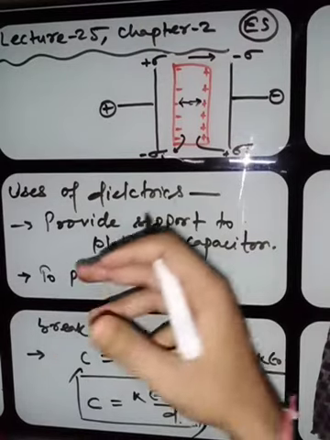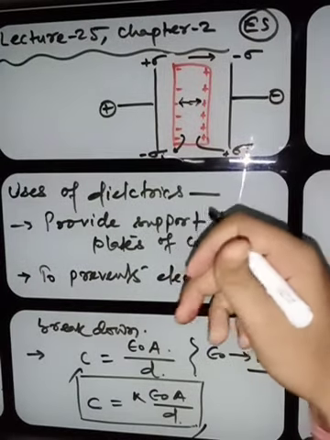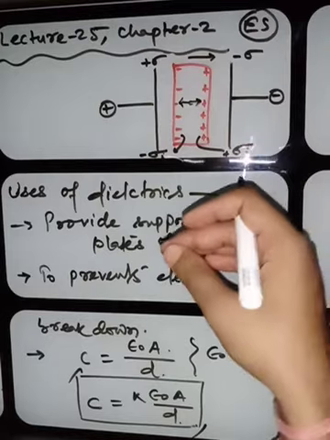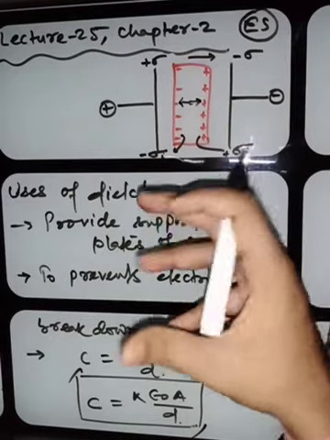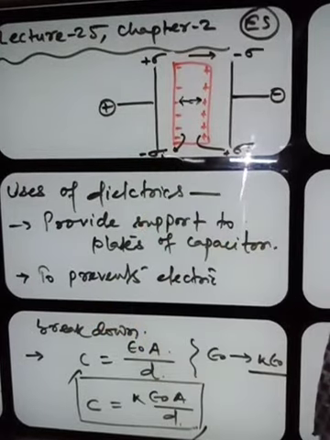So the third very important use of dielectric is what? To increase the capacitance. Okay, to increase the capacitance. So these are the basic uses of dielectrics. Okay, my dear student.